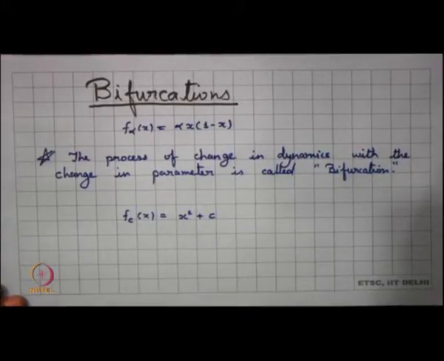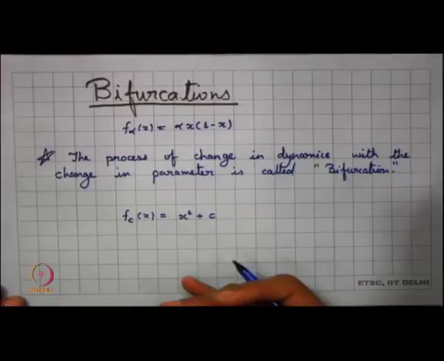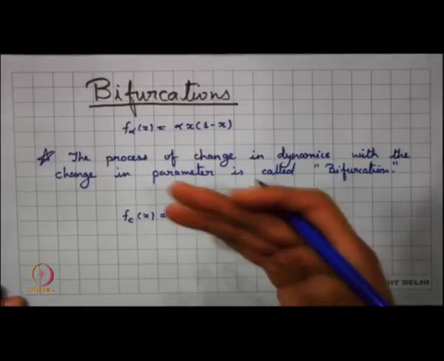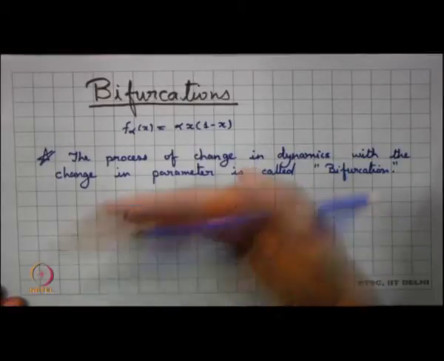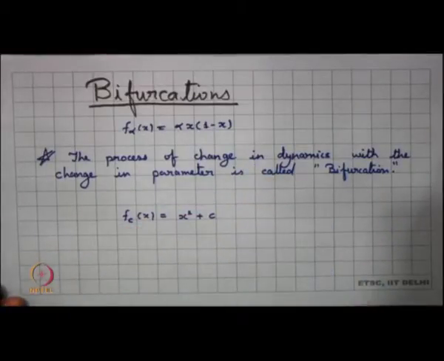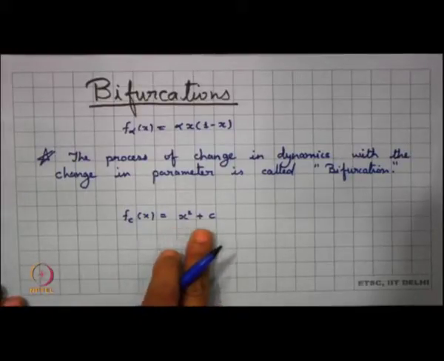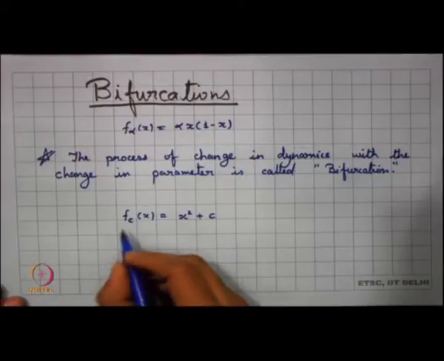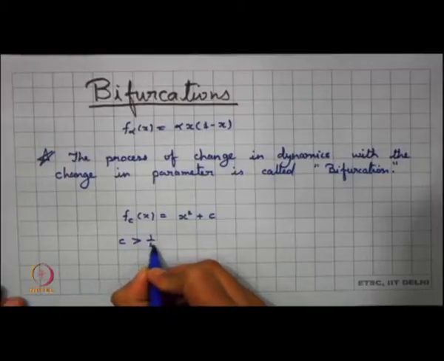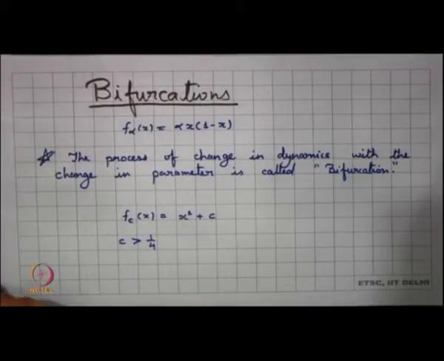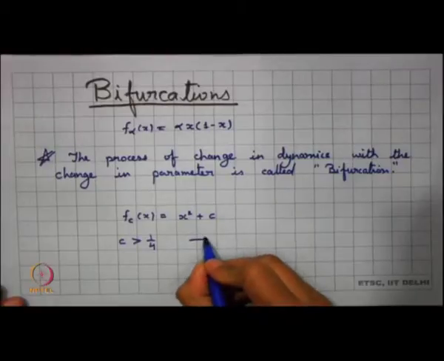Now, if you look into this particular curve, as c varies, this family varies, and we can again try to look into the qualitative analysis of the dynamics shown by this particular function. So, we observe here that when I am looking into x square plus c, and if my c is greater than 1 by 4, we can have no fixed points.